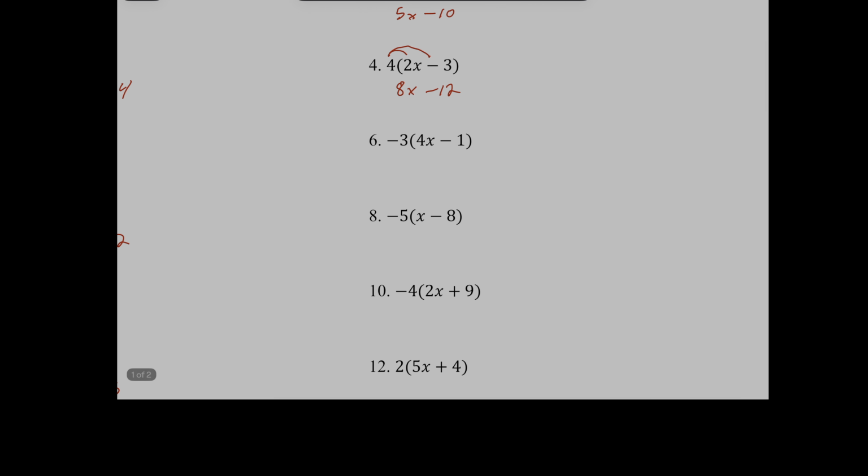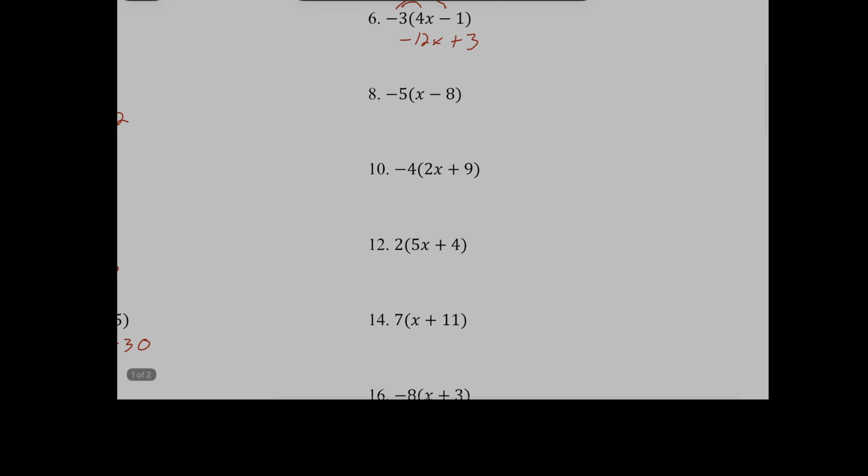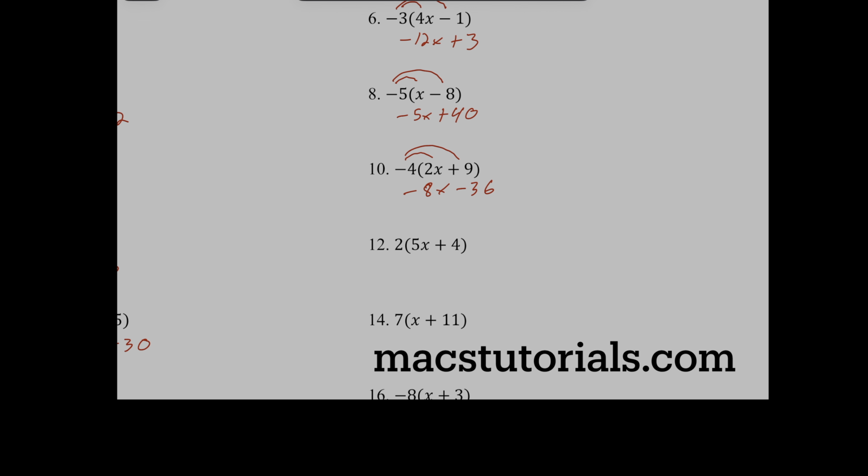Okay, a negative 3 times 4x is a negative 12x. A negative 3 times negative 1 is a positive 3. Negative times a negative is a positive. Okay, negative 5 times x is negative 5x. And negative 5 times a negative 8 is a positive 40. Negative 4 times 2x is a negative 8x. And a negative 4 times a positive 9 is a negative 36.